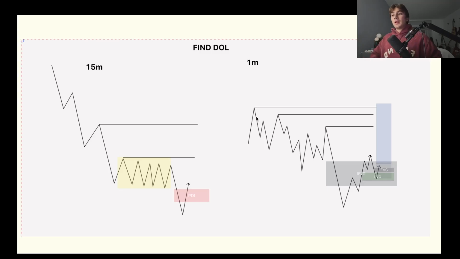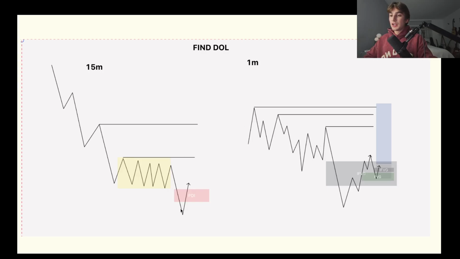So the reason PDI is so helpful is because not only is it an incredible entry model system, but it's also a phenomenal drawn liquidity indicator. So what I'm showing you here is what a 15-minute chart would look like versus a 1-minute chart, right? So this chop on the 15-minute would most likely look like this on the 1-minute. You see what I'm saying?